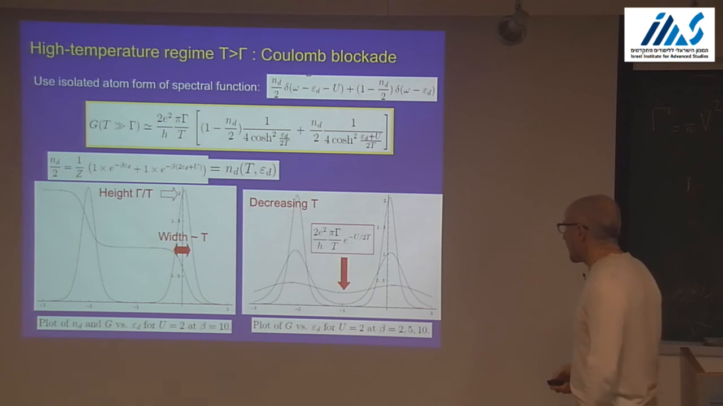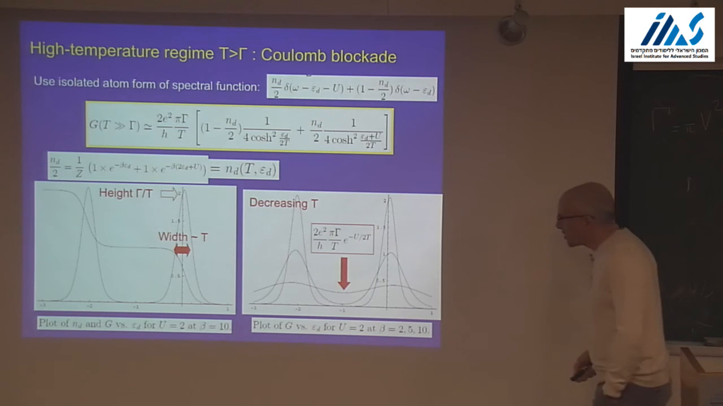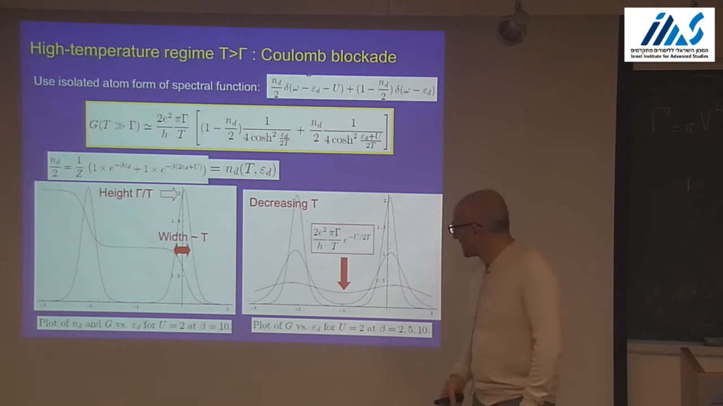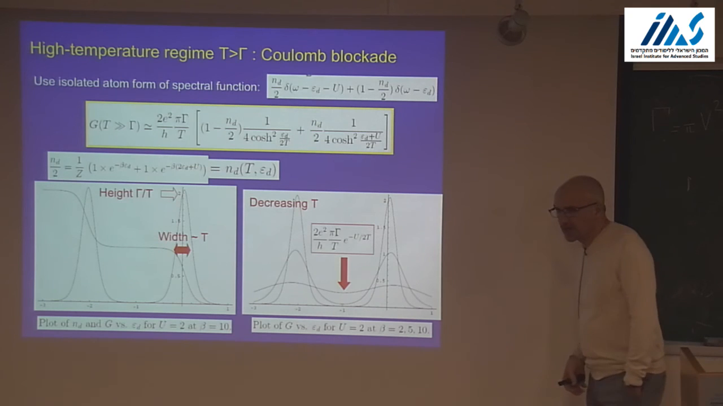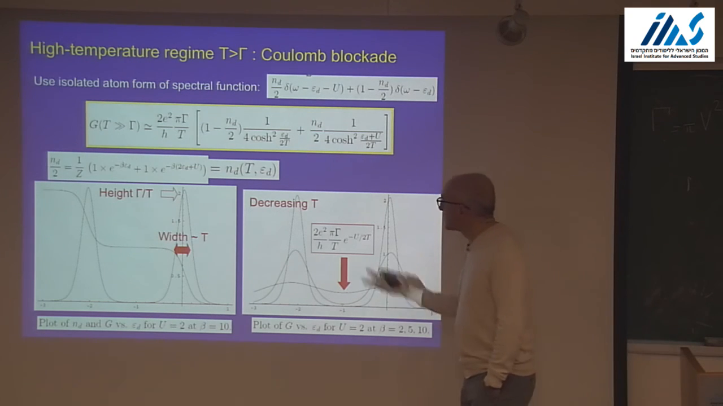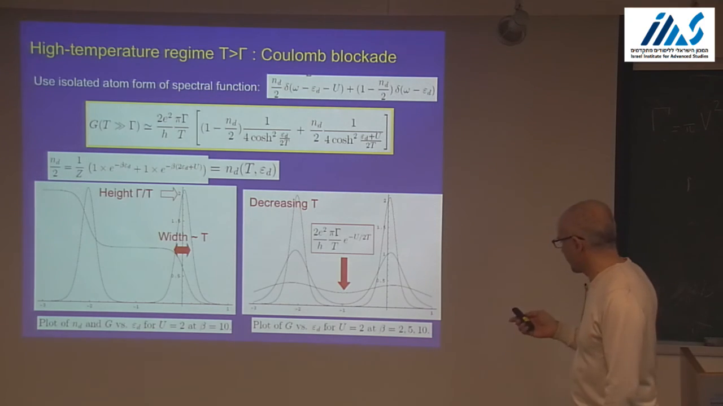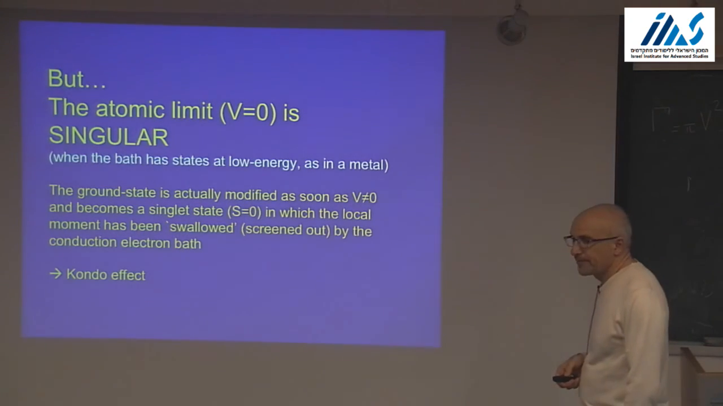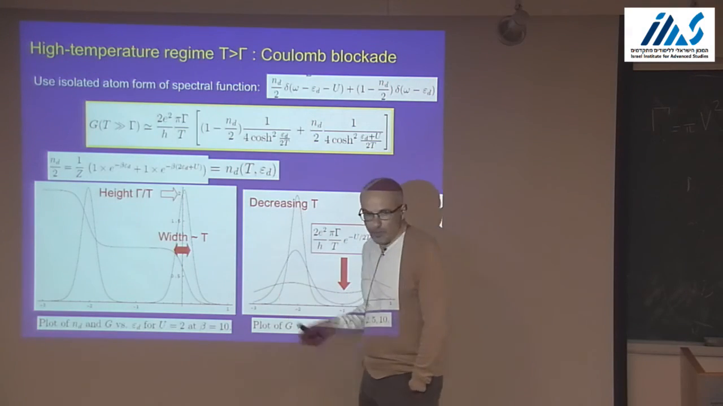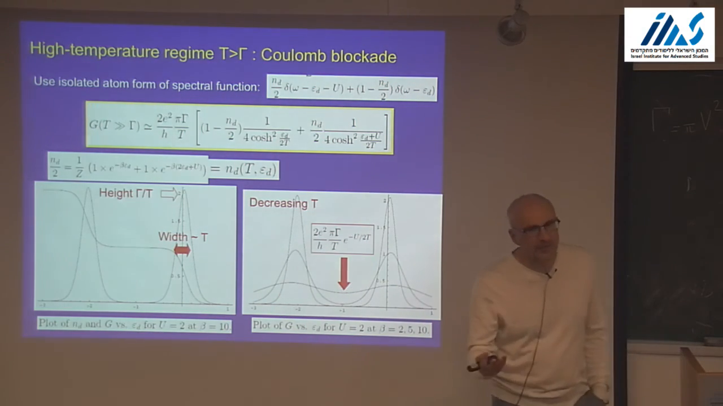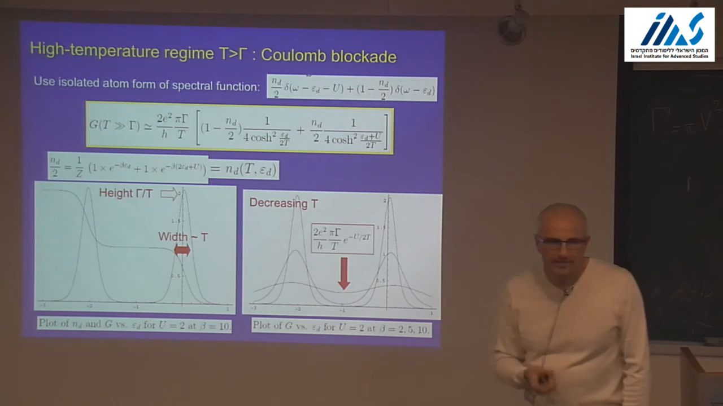If we decrease temperature and you trust this formula, what should happen, of course, is that as you decrease temperature, you make this Coulomb blockade stronger and stronger in some way, because the gap becomes more and more visible. So all this is nice, and it works in practice, but it's also fundamentally wrong.